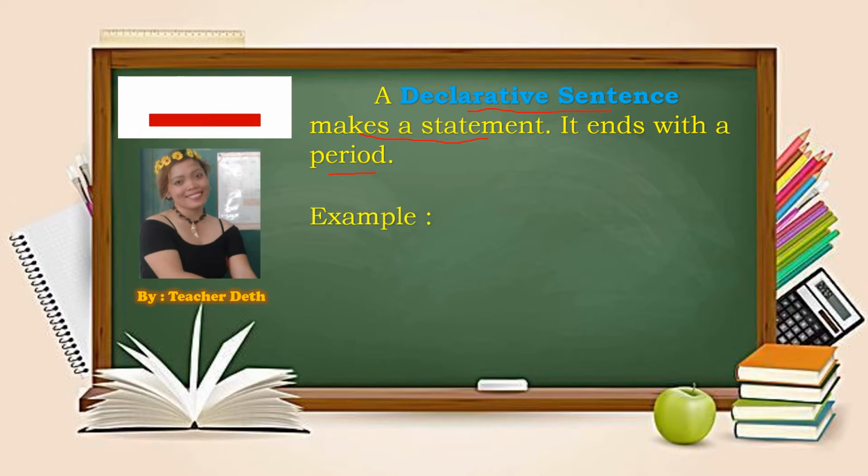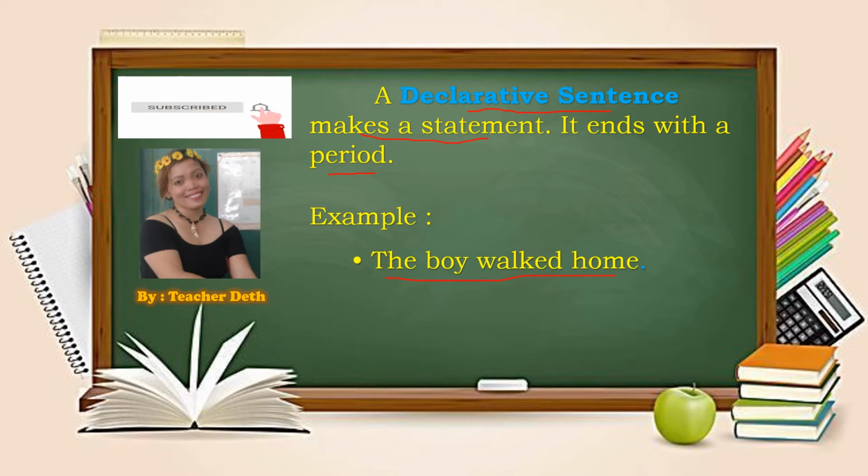Examples. First, here is: The boy walked home. As you see here, you are simply stating, you are simply telling. Since you are simply stating that the boy walked home, the sentence is a declarative sentence. And as you see, the punctuation mark that we are using at the end of our sentence is, of course, a period. Again, a declarative sentence ends with a period.